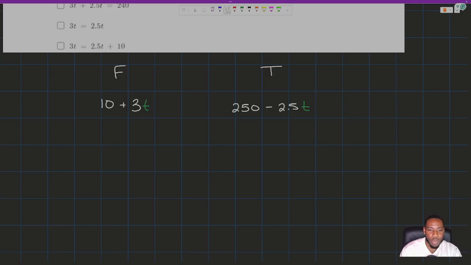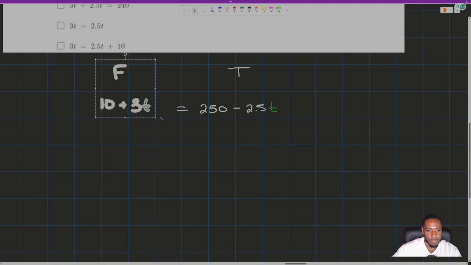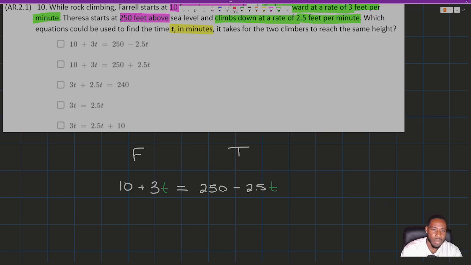Now, if they want us to model when these two are going to be at the same height, then equal needs to be what's there. So I'm going to go ahead and drag these two a little closer. And now we have a sensical equation. 10 plus 3t needs to equal 250 minus 2.5t. Looking at our answer choices, the first one makes a ton of sense.